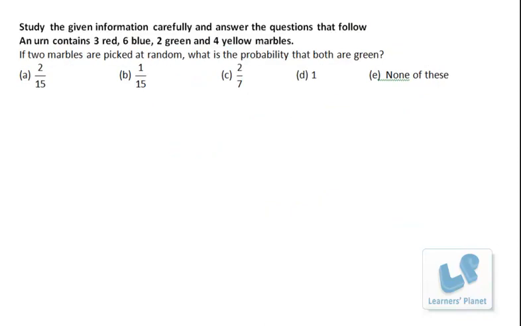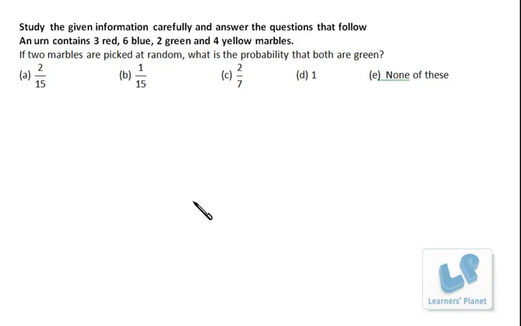Now let's try this problem. Study the given information carefully and answer the questions that follow. An urn contains 3 red, 6 blue, 2 green and 4 yellow marbles. If 2 marbles are picked at random, what is the probability that both of them are green?